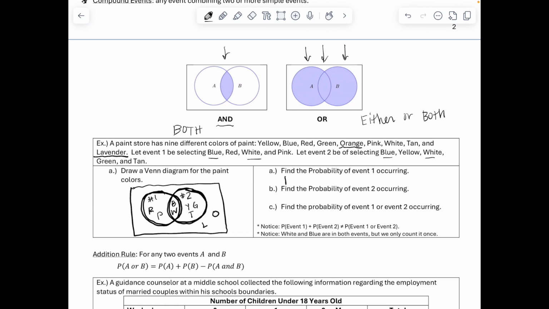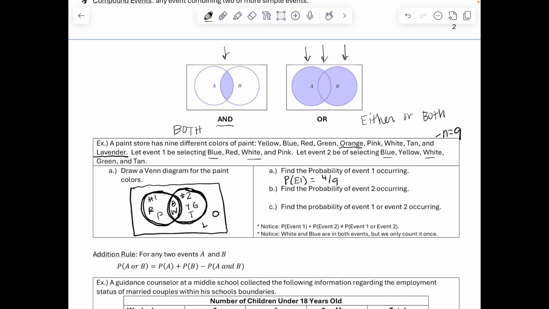Part A on the right column says find the probability of event 1 occurring. So the probability of event 1 is equal to, and so the total number of colors that we were given is going to be 9. So I'm going to write down n is equal to 9. And the number of colors that we have for event 1 is 4. So we're going to have 4 divided by 9. I'm going to leave these as fractions this time, but normally we represent our probabilities as decimals.